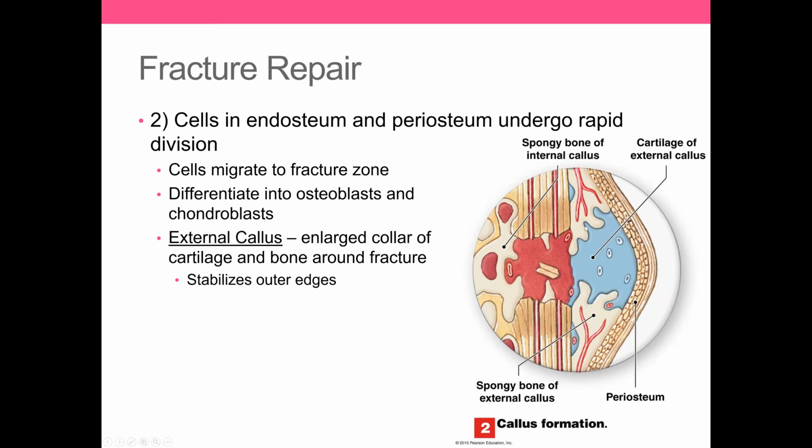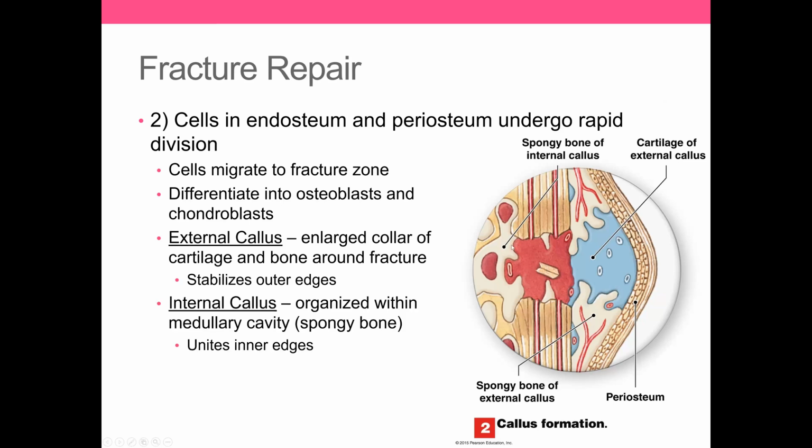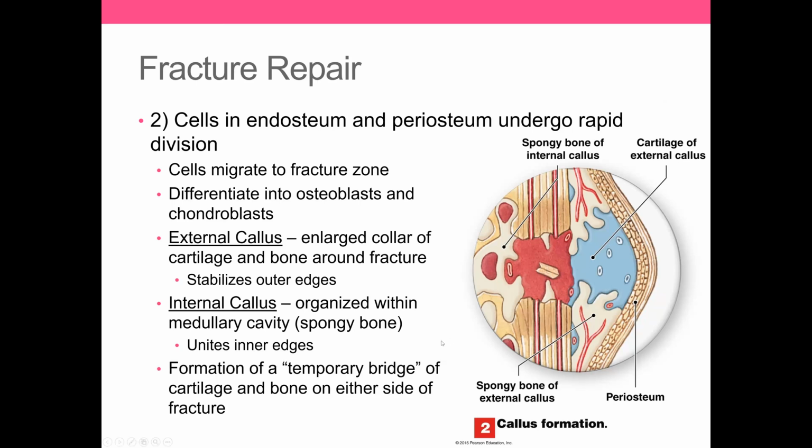So the external callus is this enlarged collar of cartilage and bone that happens on the outside around the fracture site. And this helps to stabilize the outer edges. And then an internal callus is going to happen in the medullary cavity or within the spongy bone, and that's going to unite the inner edges, right? So we are basically creating areas of bone and cartilage on the outside and the inside. And those are called calluses. So basically think of this as a temporary bridge of cartilage and bone to stabilize either side of the fracture as the healing process continues.